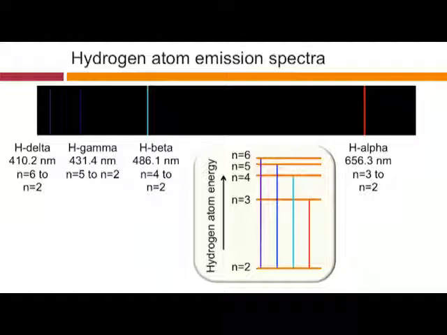And for the other lines here, they are, for example, the light blue line is from n equals 4 to n equals 2, and the darker blue line is from n equals 5 to n equals 2, and the violet line is from n equals 6 to n equals 2.